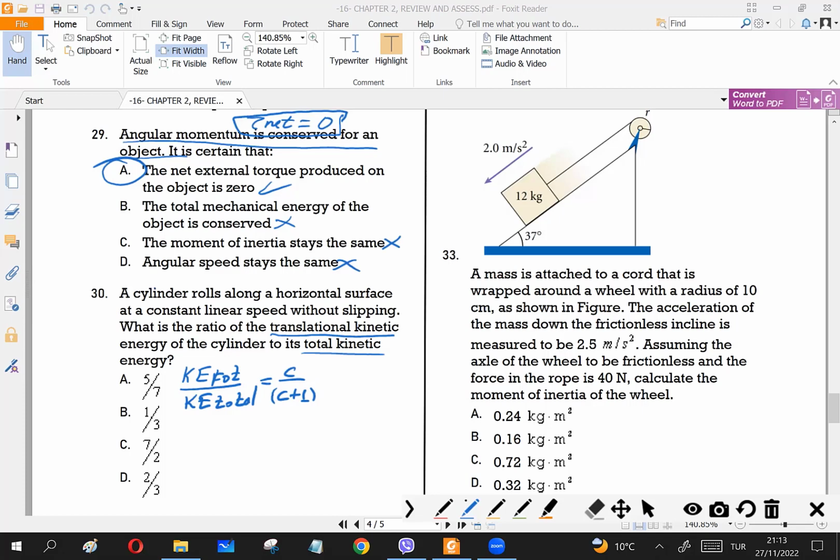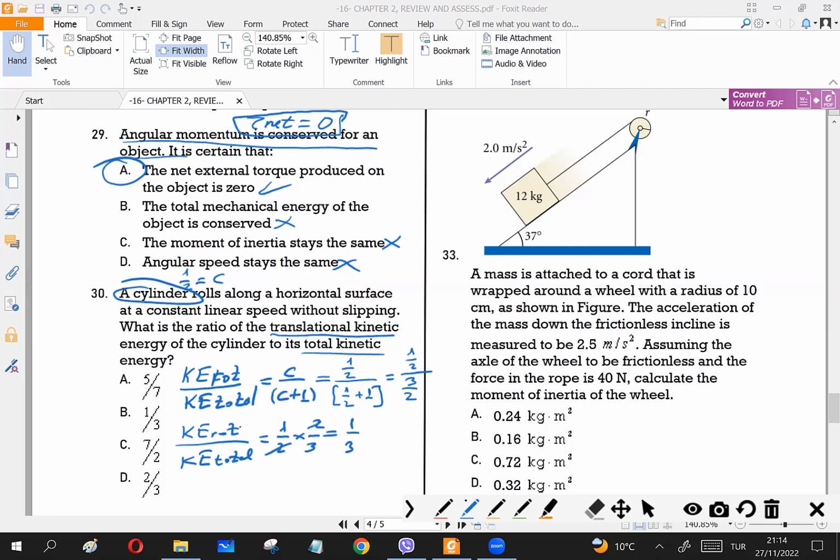So I know it's a cylinder. For a cylinder, C is 1 over 2, from 1 over 2 mr squared. So I will write, instead of C, 1 over 2 divided by 1 over 2 plus 1. So the numerator is 1 over 2. The denominator is going to be 3 over 2 when we add that. Flip it and then multiply. Kinetic energy rotational divided by kinetic energy total is going to be 1 over 2 multiplied by 2 over 3. These twos will simplify, giving 1 over 3.